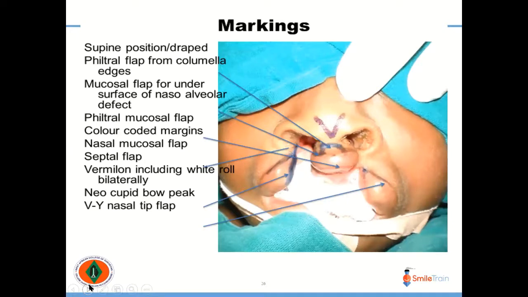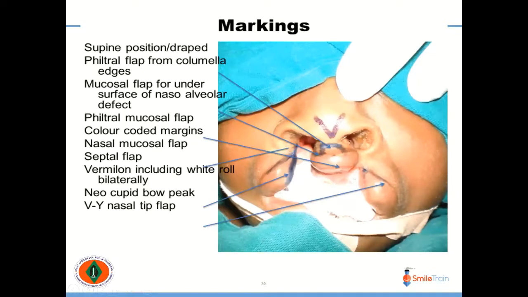Now, the markings are of importance. The patient has to be in supine position, draped, and you would have gotten ready. The philtral flap from the columella is this. This is the philtral flap that you are going to use. You notice that from the edge of the columella is where you draw it. Our children come in different sizes.